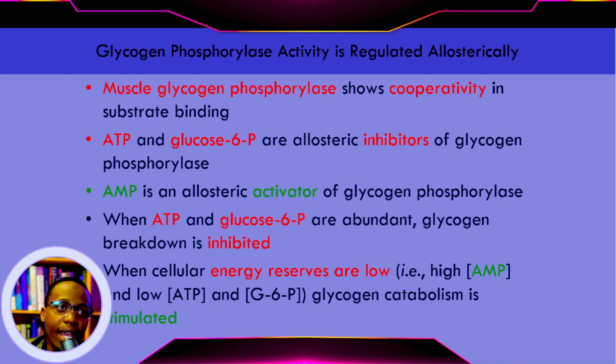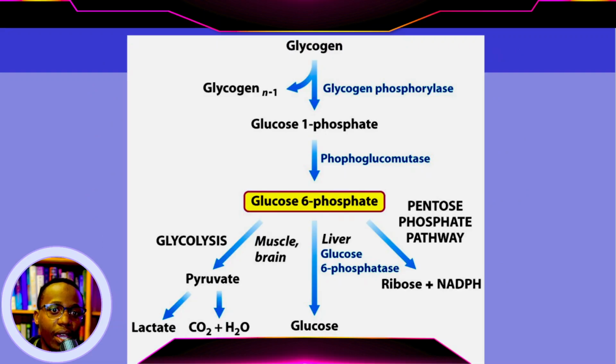Now look at this. ATP and glucose 6-phosphate are allosteric inhibitors of glycogen phosphorylase, and this is important. Why is it important? Because when you've made a lot of ATP and a lot of glucose 6-phosphate, you want to go back and inhibit glycogen phosphorylase. So that's what the enzyme does. Whenever you've made too much of this, it goes back and inhibits this, right?